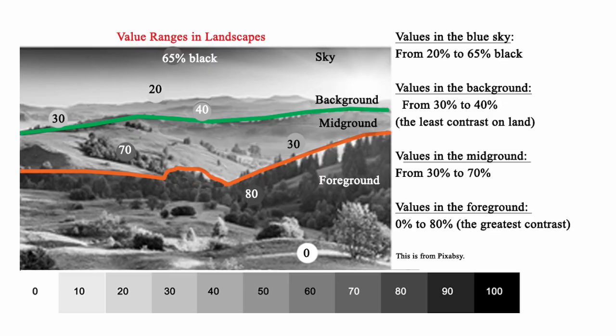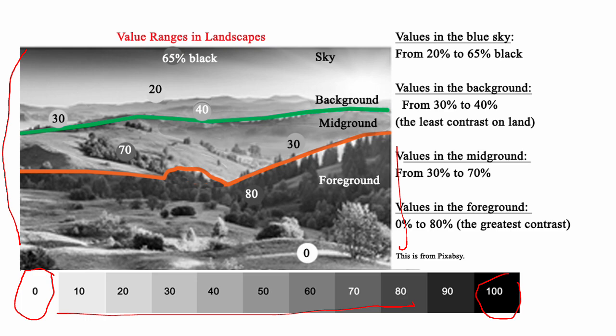The sky should look lighter than the land because it emits light, whereas the ground receives and reflects light. But is the sky really lighter? I compared the values for this landscape to Photoshop scale, where white is 0% black and black is 100% black. The foreground has the greatest value differences, ranging from 0 to 80%. The midground is narrower, going from 30 to 70%, and the value range for the background is only 30 to 40%, so it trends toward a mid to light gray.